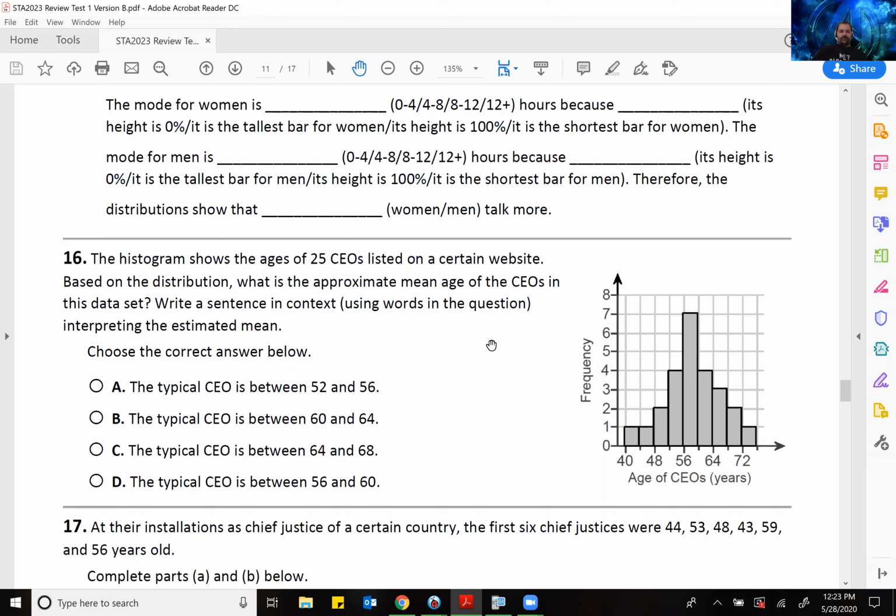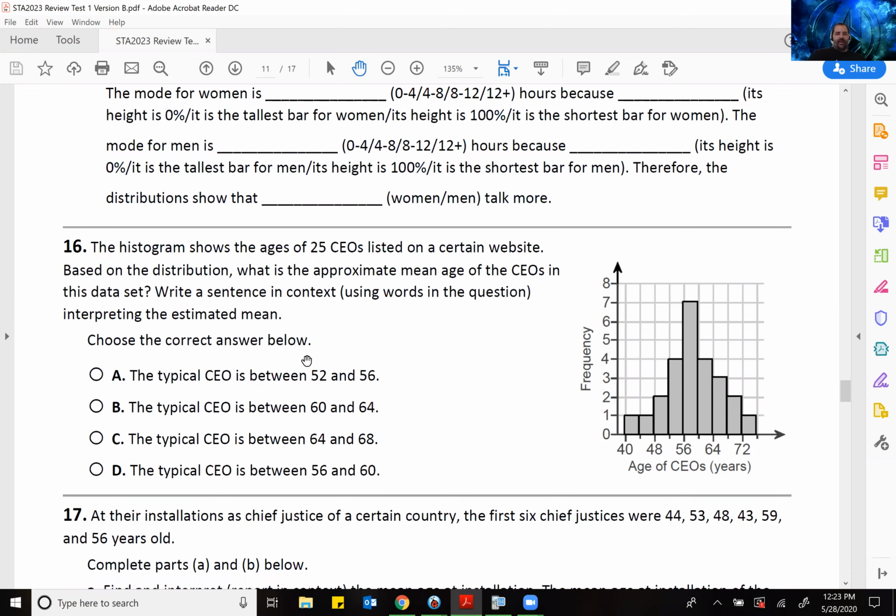So 16, the histogram shows the ages of 25 CEOs listed on a certain website based on the distribution. What is the approximate mean age? So here, this is where we are now starting chapter 3. So 16 starts chapter 3. Because we're going to start talking about the mean age, and we're going to talk about median and all that stuff. All right, so what is the mean age? D. 56 to 60.